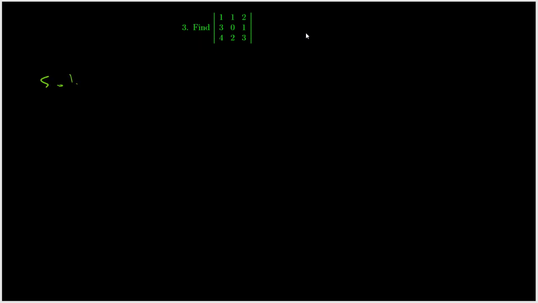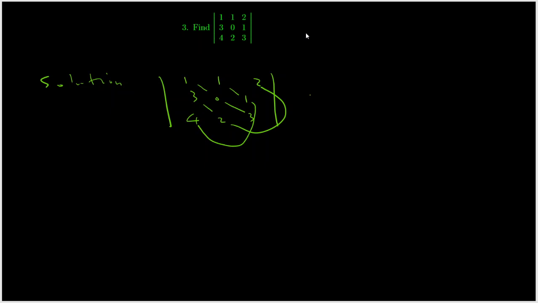Okay, now the solution to that. 1, 1, 2, the first row, 3, 0, 1, the second row, and then the third row is 4, 2, 3. We just use the lines, the picture I told you, to compute. Okay, so by that we mean, now let's recall the picture. You connect these three numbers, you have a term associated with a positive sign. You connect these three numbers, you have a term associated with a positive sign, right? One other term associated with a positive sign, something like this. Okay, now let's get the three terms associated with positive sign first.